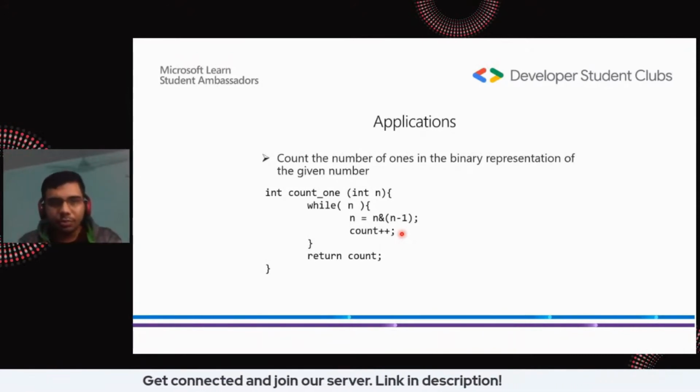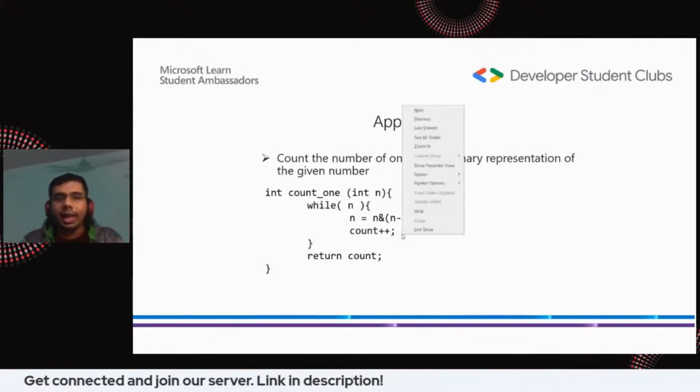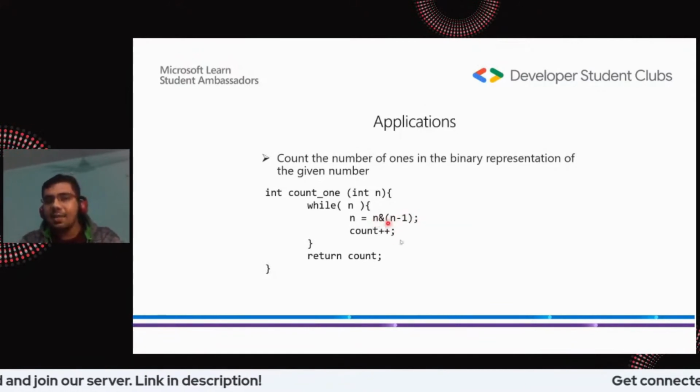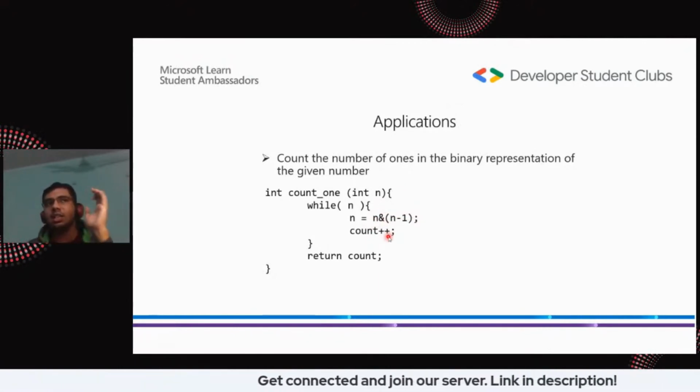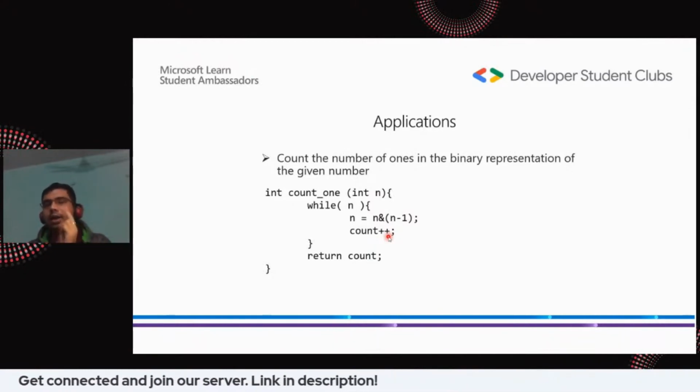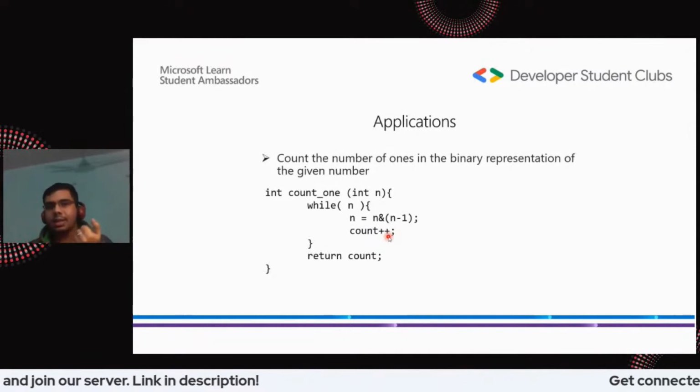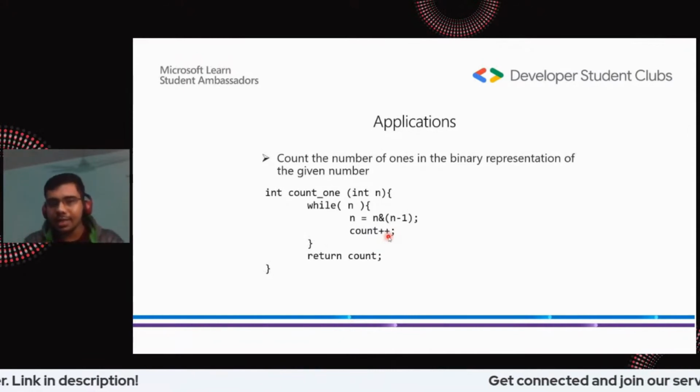So what is 2? 0 1 0. Now we're doing n and n minus 1. So what is this n and n minus 1? This would ultimately be doing an AND operation on 0 1 1 and 0 1 0. This is ultimately returning what? 0 1 0, right? So that's the one we are getting in both the places. So we're just counting the number.